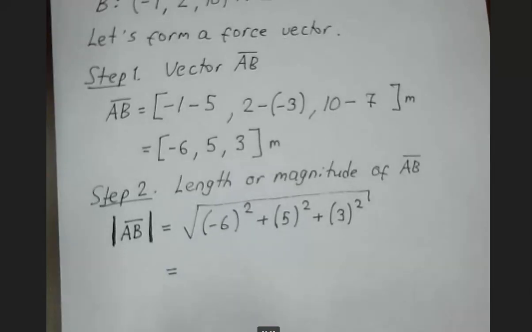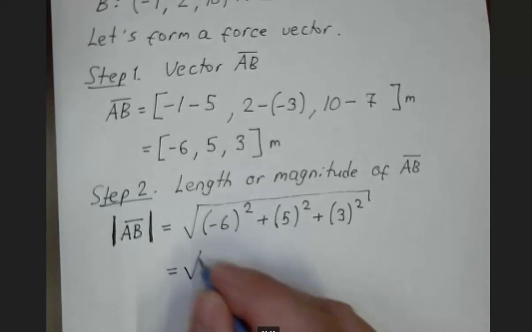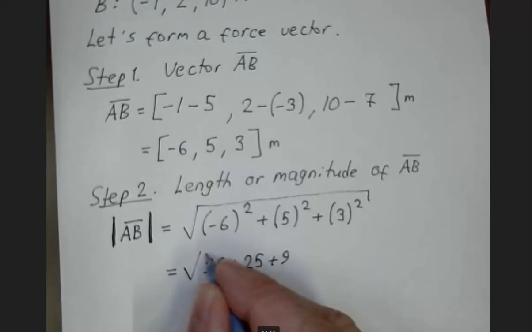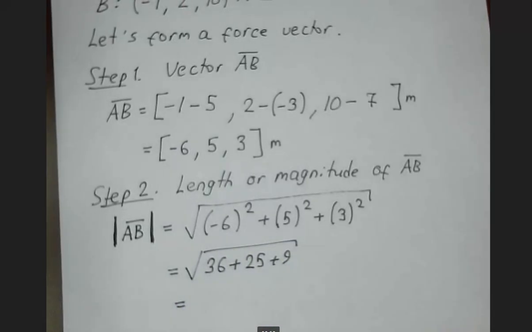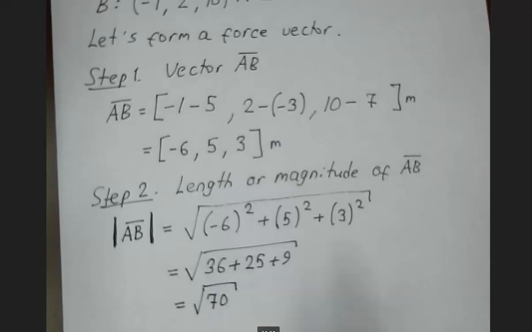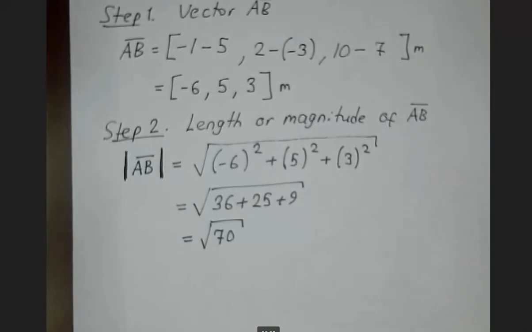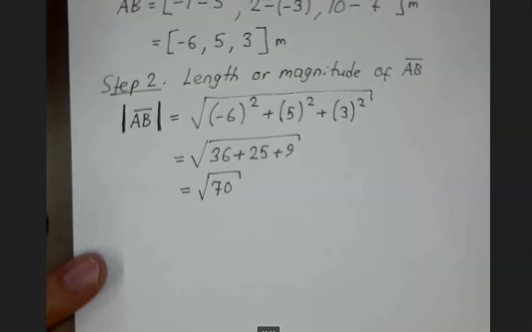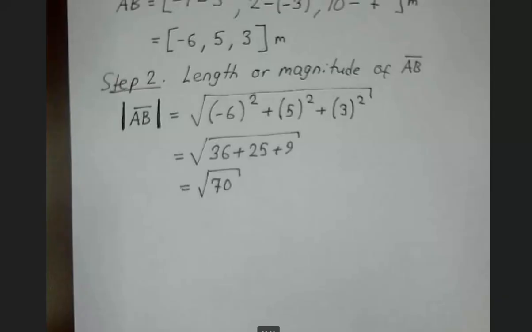So, can I do this without a calculator? Probably not. 45 plus 60, 70, square root of 70. And in this case, I don't think it is necessary to get any decimal value of this, because we don't actually need that decimal value. It is easier to use this square root there.